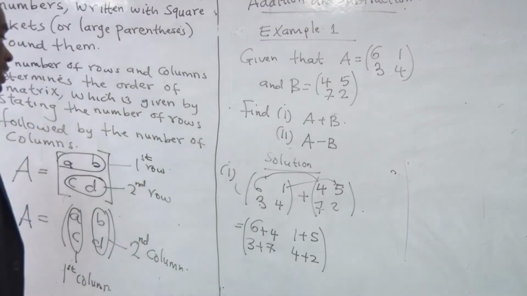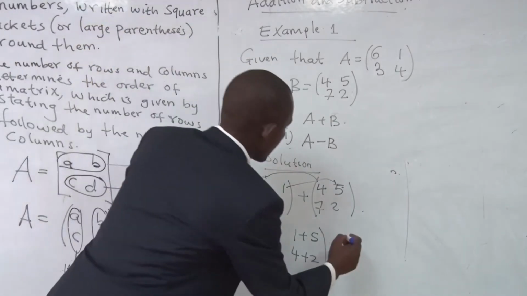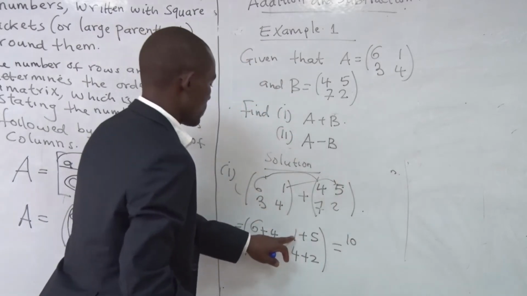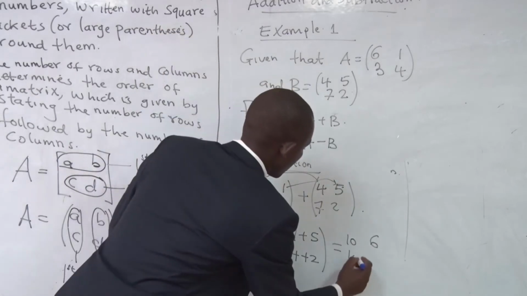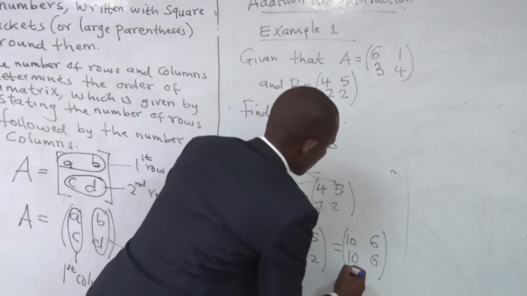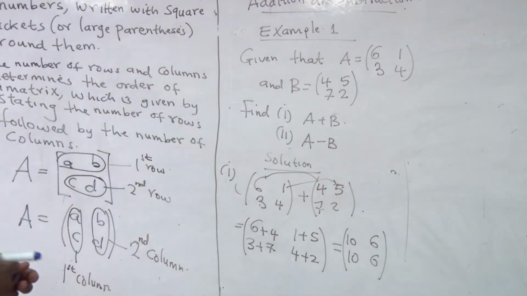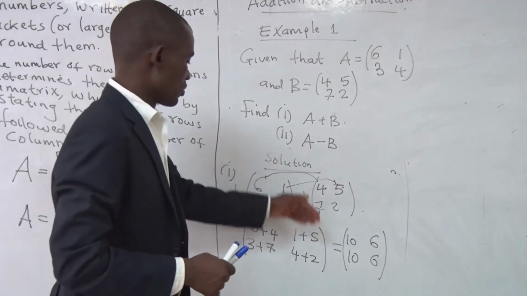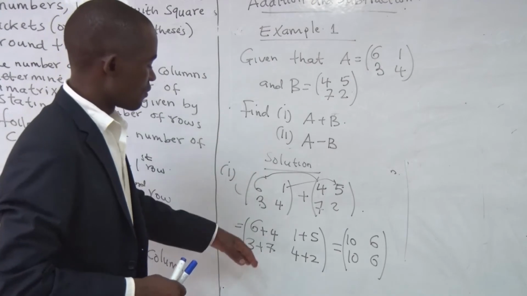So once you are there, you can now simplify. 6 plus 4 is 10. Skip some space. 1 plus 5 is 6. This is 10. And this is 6. It is by coincidence that we are having 10, 10, 6, 6. But by calculation, you need to get the figures. So that is basically what will happen if you add.